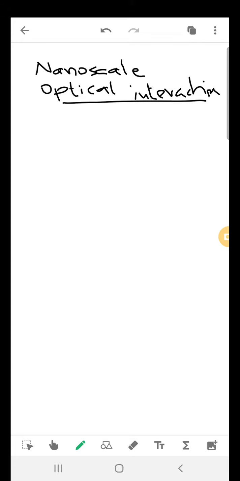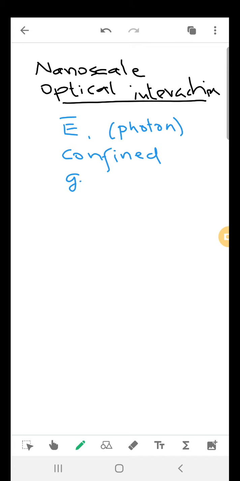Now, the electric field associated with a photon can be confined by using a number of geometries. So this can be confined with the help of geometries to induce optical interactions at nanoscale.